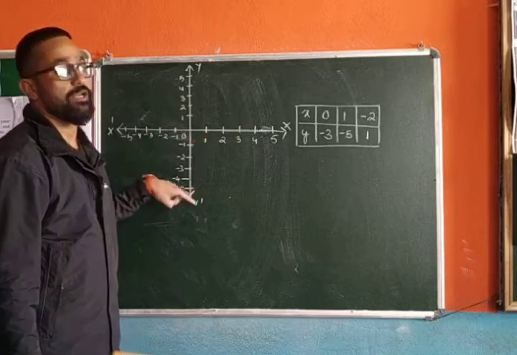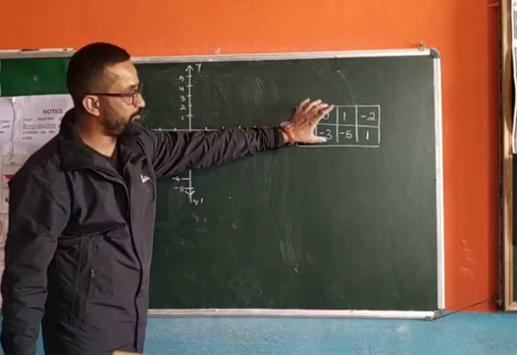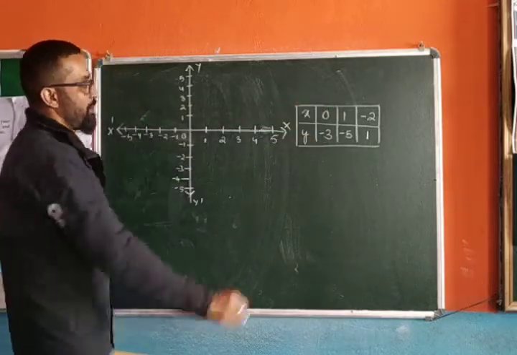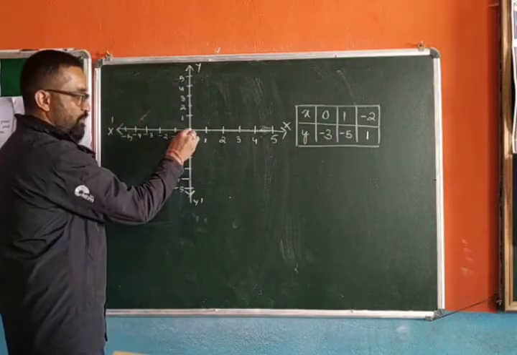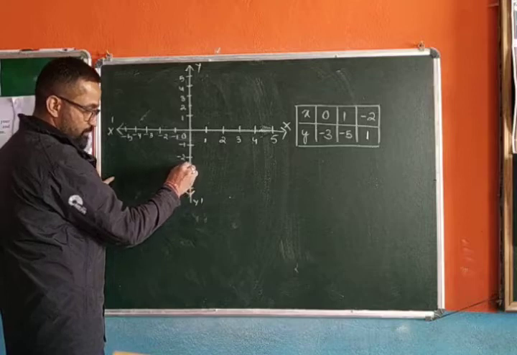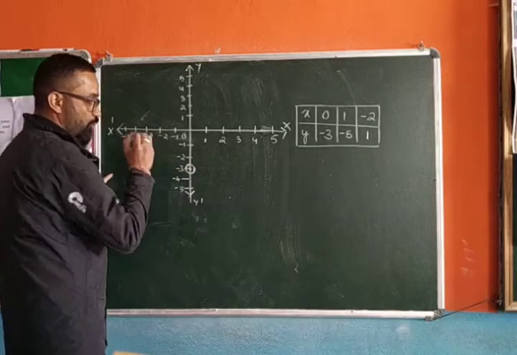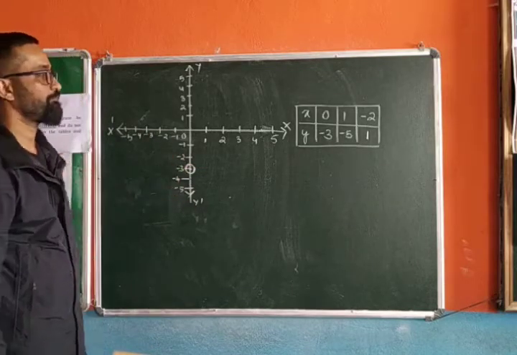After marking the graph, you plot first pair of points. X is 0, y is minus 3. So you mark a dot and circle it.